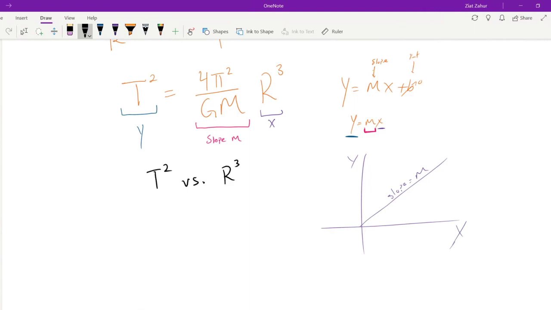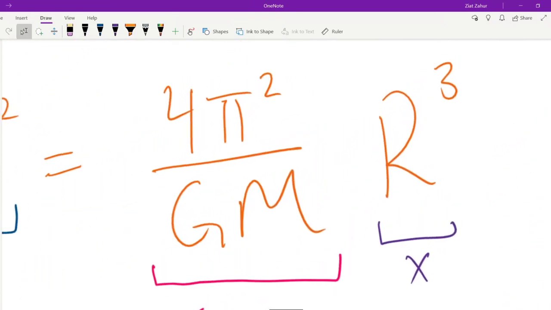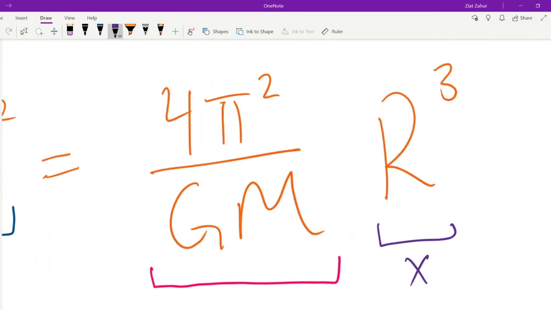Oh, we have a question. So that means 4 pi squared over GM is a constant. Yeah, take a look. The number 4 is a constant. Pi is also a constant. It's irrational, but it's still a constant.